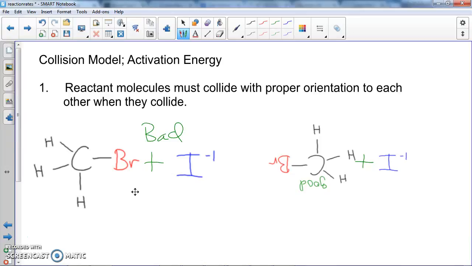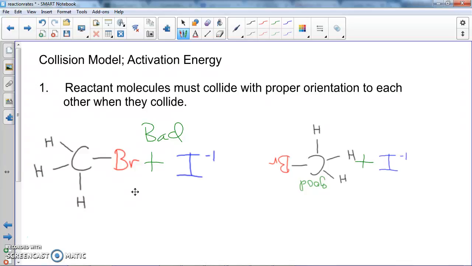So reactant molecules must collide. What we're going to talk about is something called activation energy diagrams. We're going to get into this on page 15 of your packet. In order for a reaction to occur, the reactants, the molecules, must collide in a certain orientation.